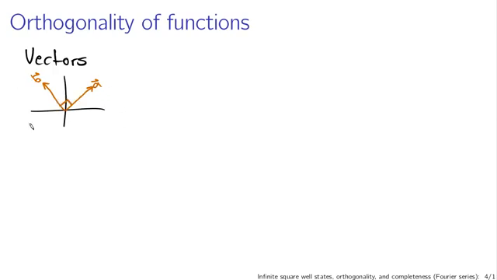Now that's all well and good in 2 dimensions. It gets a little harder to visualize in 3 dimensions, and, well, what does it mean for two vectors to be separated by 90 degrees if you're talking about a 17-dimensional space? In higher dimensions like that, it's more convenient to define orthogonality in terms of the dot product. And we say two vectors are orthogonal in that case if the dot product of those two vectors is 0.